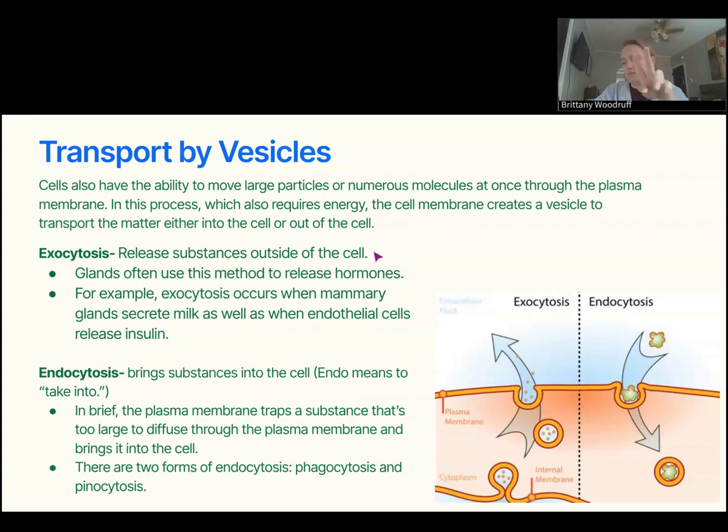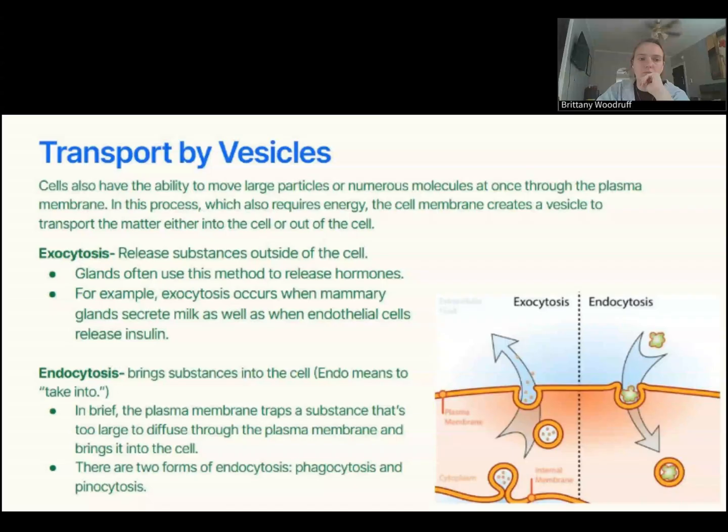You have 2 types. Does anybody know what the prefix exo means? Exit. Exo means exit. If you think of exoskeletons on bugs, the outer skeleton, exo means exit. So exocytosis releases substances out of the cell.